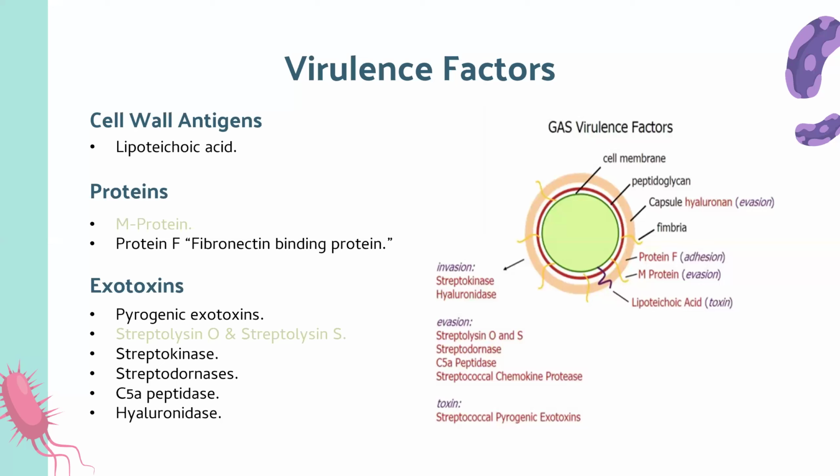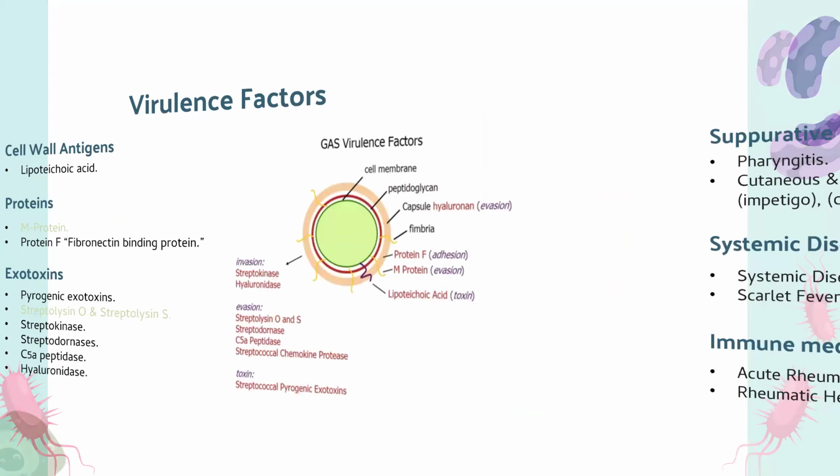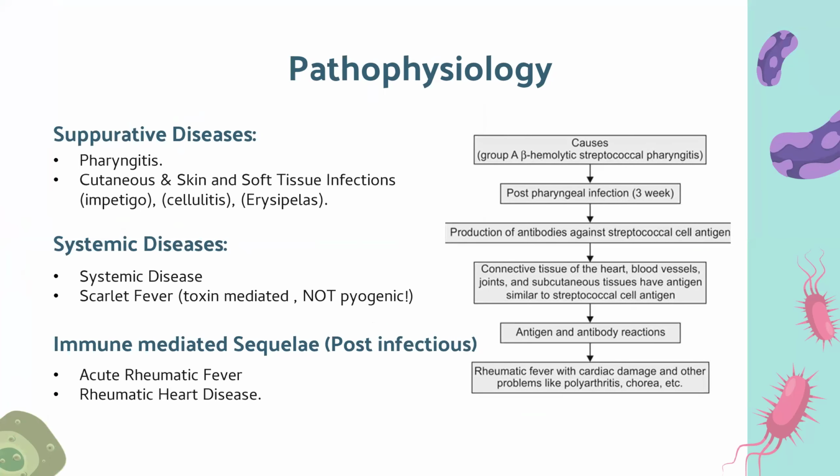Inactivate C5a component of the complement system, and hyaluronidase, which degrades connective tissue. With all of these exotoxins and these proteins and these cell wall antigens, what this bacteria is able to do is honestly very impressive. So let's follow the course of group A strep pyogenes. Usually what happens is that you have pharyngitis or impetigo or one of the very common suppurative diseases that you're going to see with strep pyogenes. After this infection, let's take pharyngitis. After this infection, in around 3 weeks, what happens is that the body starts to attack itself.